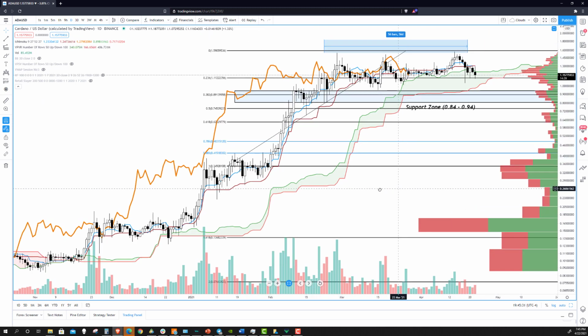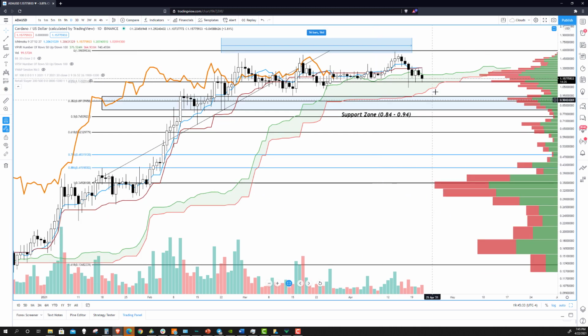So this could trigger and indicate some near-term selling pressure, most definitely, over the long and short term. So pay attention to that. But otherwise, I'm still looking at a support zone down here between 84 and 94. I still like that area.